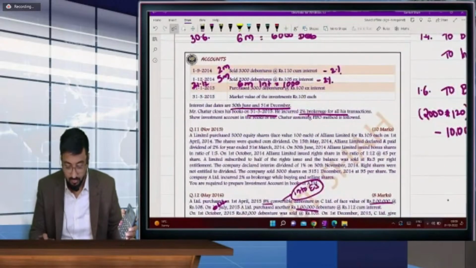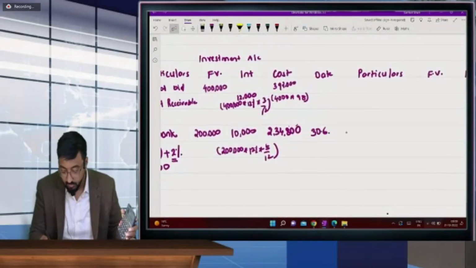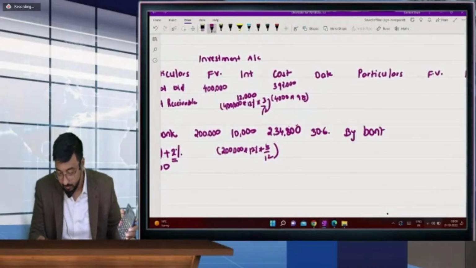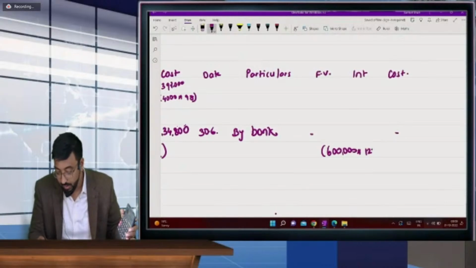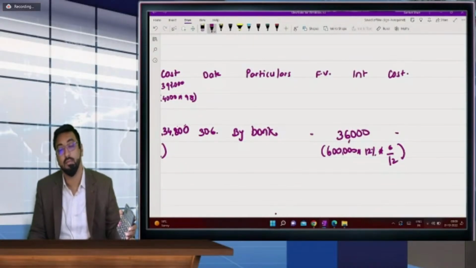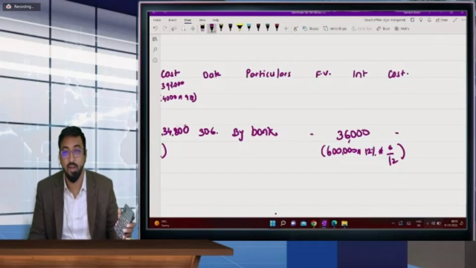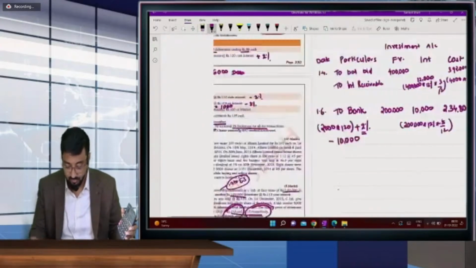1st June over. Then 30th June. Now how many debentures you have? By bank. Only in interest column. Now I have 6 lakhs. 6 lakhs into 12%, for 6 months. 36,000. 36,000. Calculate 6 lakhs into 12% into 6 by 12 in interest column. Over. Next.